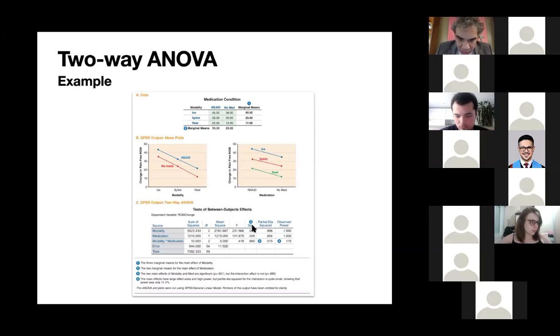Over here, we see that for modality, there's one group or more that are different because it is significant. For medication, also, there is a statistically significant difference between the two groups, but the interaction is not significant. So that's how a two-way ANOVA works. With a two-way ANOVA, if you want to know which groups are significant, you need to do a multiple comparison test of modality and another multiple comparison test of medication.